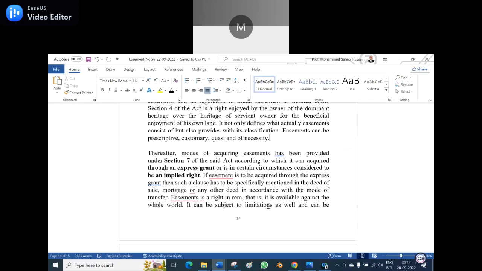The easement is a right in rem, as we discussed, but the license is not a right in rem, it is a right in personam, against a particular person. That is, it is available against the whole world. Which one? Easement.